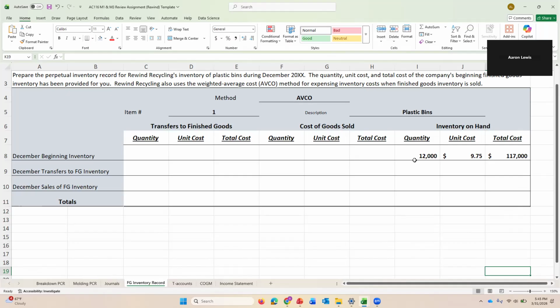We're going to assume in this case that we are going to sell any unit that we sold for the average cost that it took us to produce any one given bin during the period. Well, we're starting the period with 12,000 finished bins at $9.75 a piece for a total cost of $117,000. We got to add to it what we made during the period.